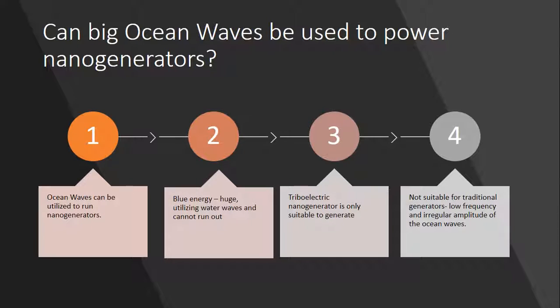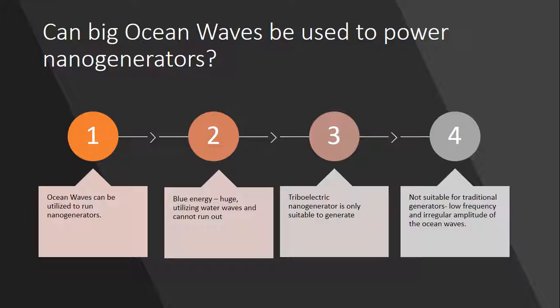Can big ocean waves be used to power nanogenerators? Yes, they can be used, by using blue energy, the energy received from water waves, which is produced by nature. We know that about 71% of Earth's surface is water, and 96% of all that water is in the oceans. This ocean wave associated energy is huge, but little used towards world energy. This blue energy is capable of meeting all our energy needs.